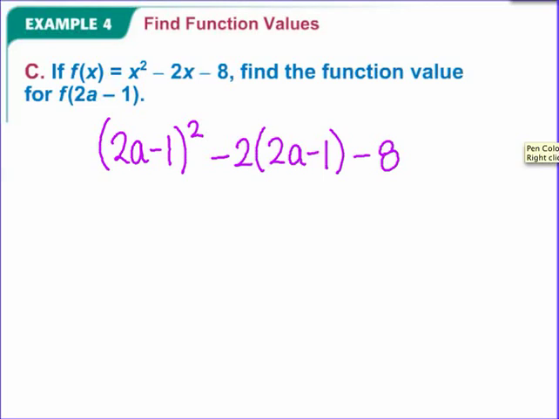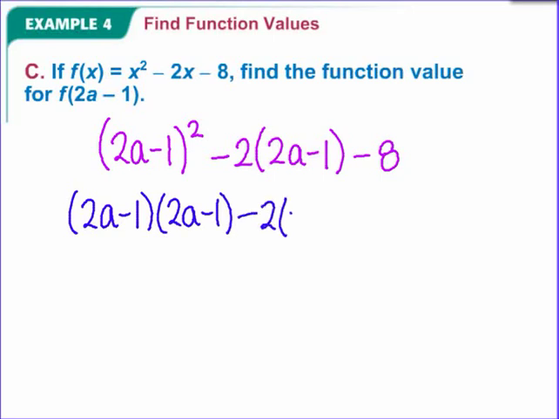Now how do I simplify 2a minus 1 quantity squared? FOIL, good. We don't just distribute the squared. Remember, what we need to do is go ahead and write that as 2 quantities. Now, in order to FOIL that, remember that I use first, outer, inner, and then last.